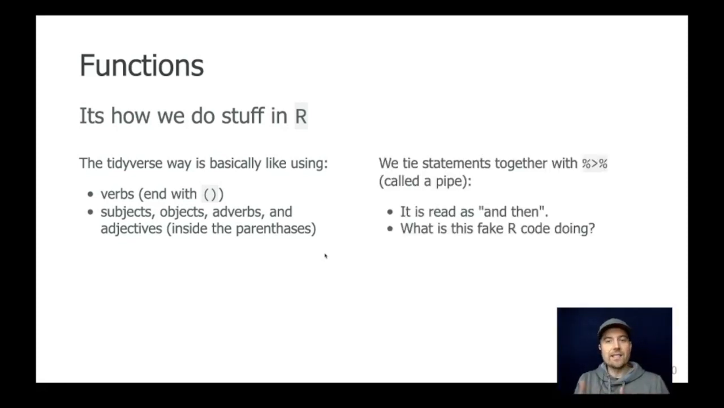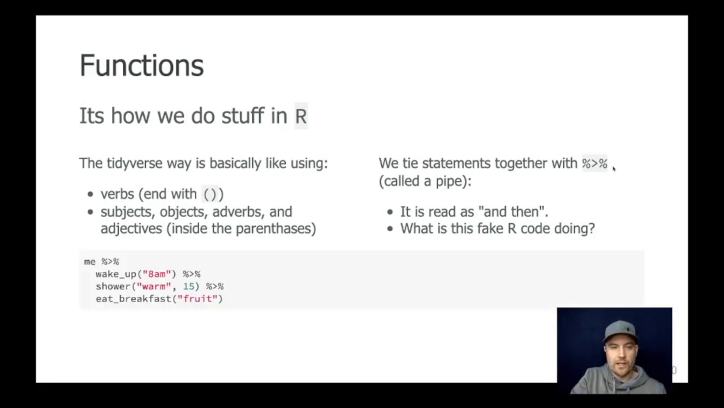We're going to tie statements together with that thing. So this right here is called a pipe. It's percent, caret, percent. The way that you're going to read it in English terms is it's just going to be read as "and then." So I want you to consider this fake code here. What is it trying to do?